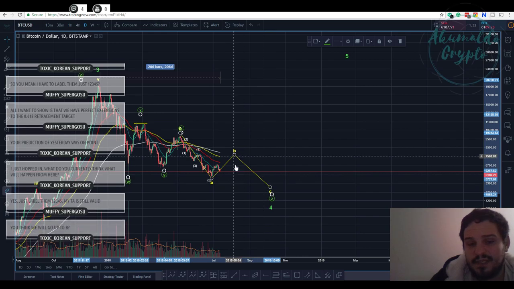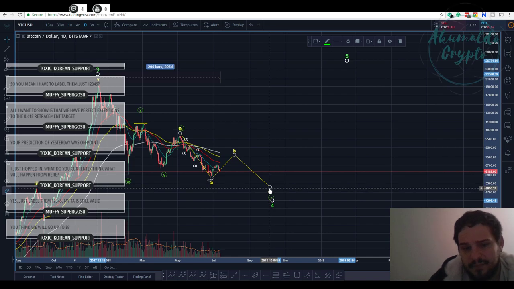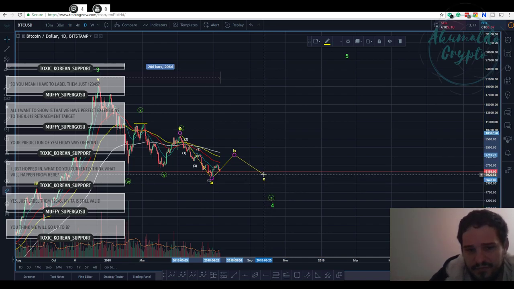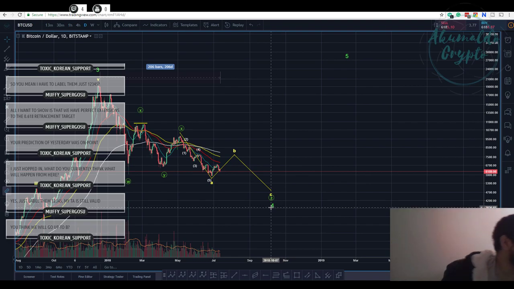Oh, I'm sorry. This is a 1, 2, 3, 4, 5 Z. We don't need to have an ABC here. We need to have 1, 2, 3, 4, 5 here. An ending diagonal, right? Perhaps an ending diagonal. Perhaps we have a truncated fifth. We don't challenge this A here. Perhaps, okay? We think we will go up to B. I just labeled then 1, 2, 3, 4, 5.